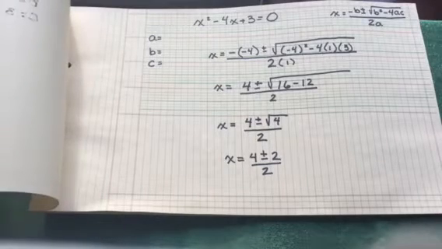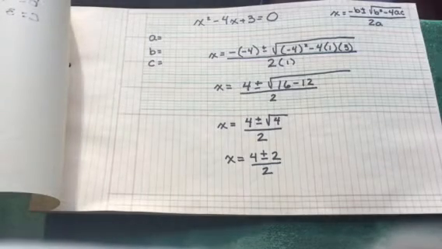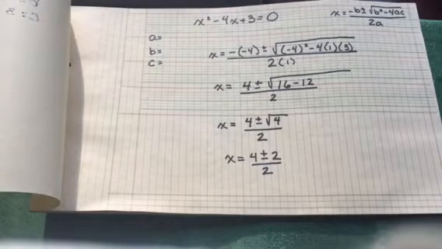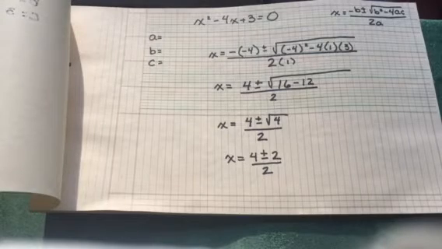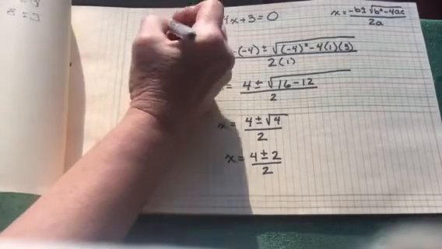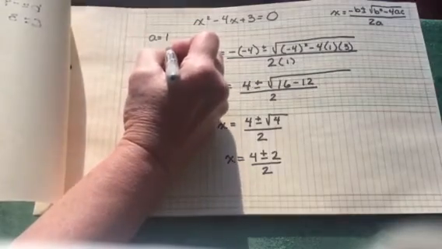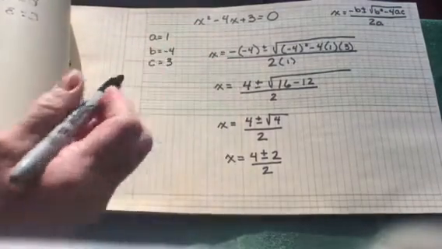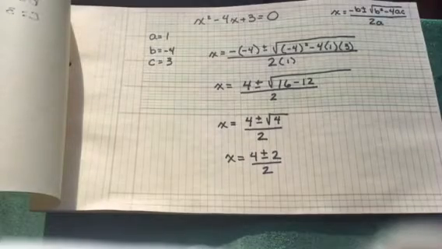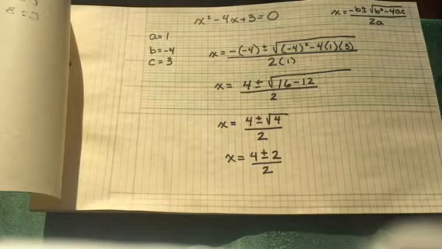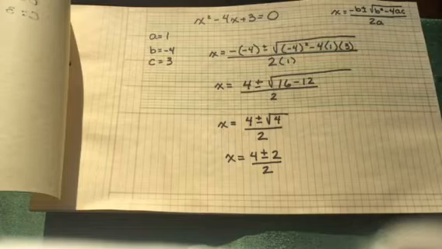In this case, our a is 1, our b is negative 4, and our c is 3. And I forgot to write them, so I'm going to go ahead and throw those in right now. The a is 1, the b is negative 4, and the c is 3. Replacing in the parentheses the negative 4, keep the sign there, for the b, the 1 for the a, and the c is 3.